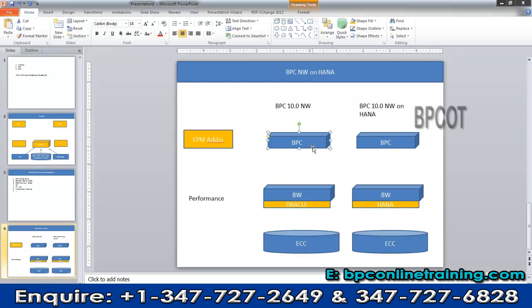So for BPC, the backend is the BW system. And for BPC, the front end is the EPM add-in. In both cases, it is the same. In BPC 10 NetWeaver, the BPC backend is BW and the front end is the EPM add-in. In BPC 10 NetWeaver on HANA, the front end is the EPM add-in, and the backend is BW. For me, no change at all. Only performance change.